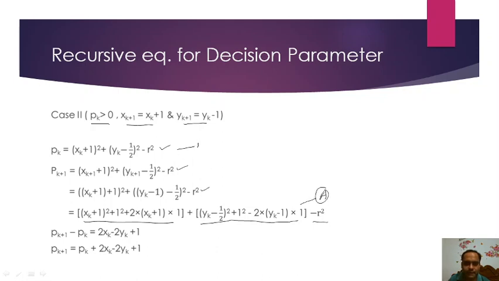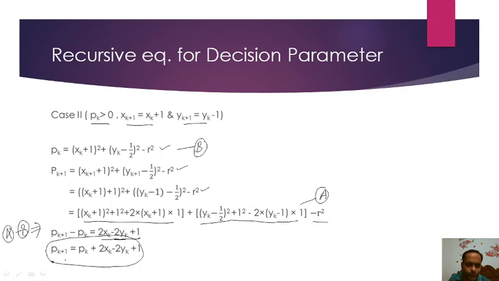Now similar to the earlier procedure, we find the recursive equation of the decision parameter by subtracting equation B from equation A. So A minus B will give you a similar kind of equation, but it will have a bit of difference in the parameter. Actually minus 2yk is the difference and plus 1 instead of plus 3. So rearranging this pk on the right hand side, you get another decision parameter equation in the recursive form.